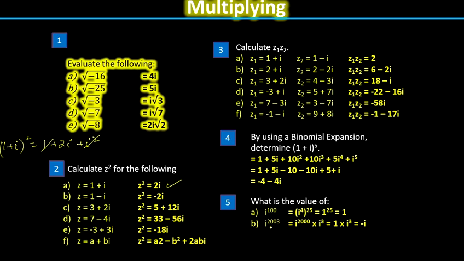For example, a very big power of this. I can rewrite this as the closest multiple of 4, which is 2000, and the remaining is cube. Whenever you have a power that is a multiple of 4, you always get 1 into iota cubed, and iota cubed is minus iota.